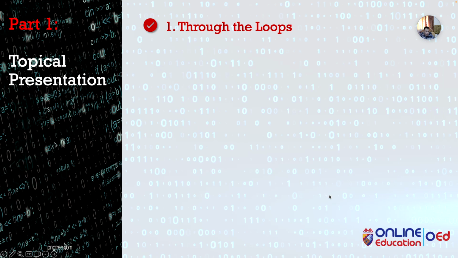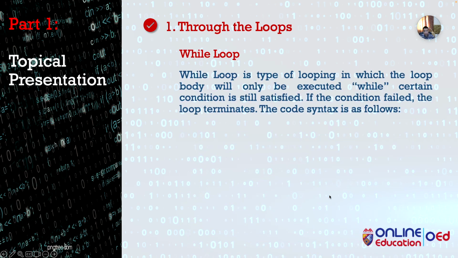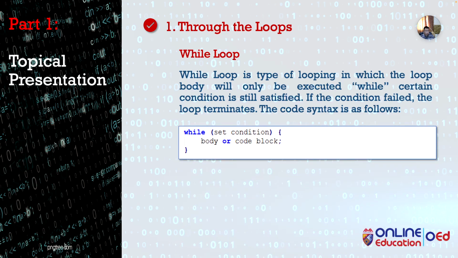Next we will discuss while loops. While loop is a type of looping in which the loop body will only be executed while certain condition is still satisfied. If the condition failed, the loop terminates. The code syntax is as follows. While loop starts with the keyword while followed by the condition to continue the loop inside parentheses followed by the code block or the loop body intended to be repeated, enclosed in curly braces. It can also support iteration, but the iterator must be declared before the start of the while block.